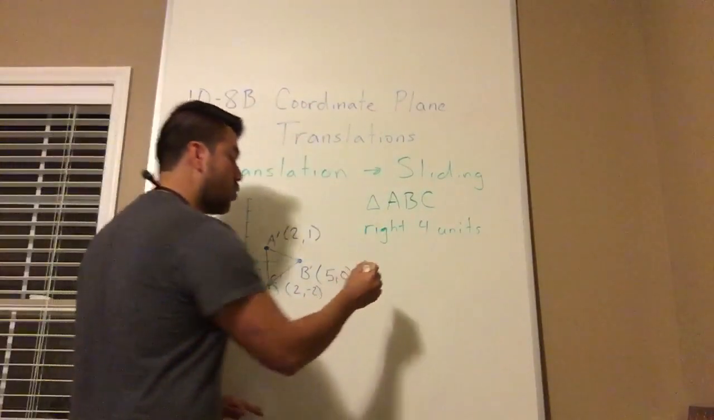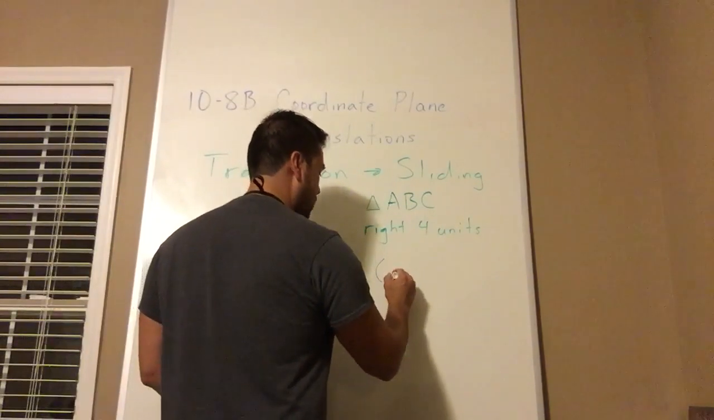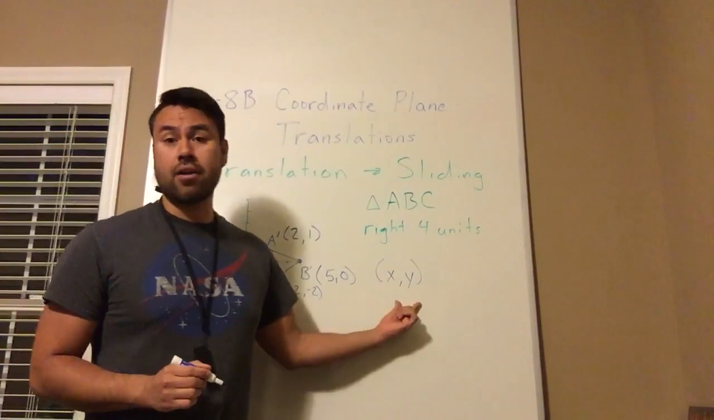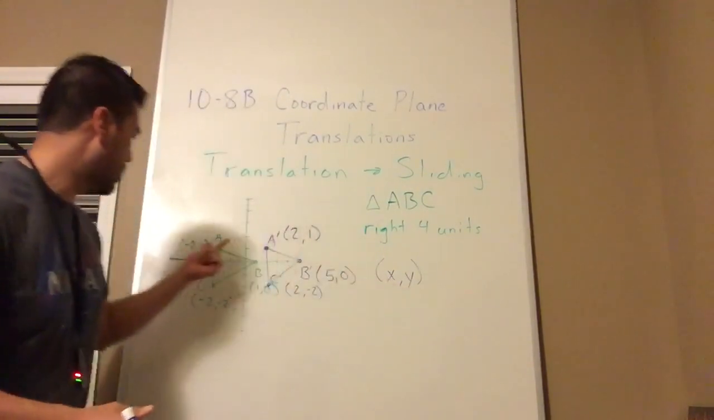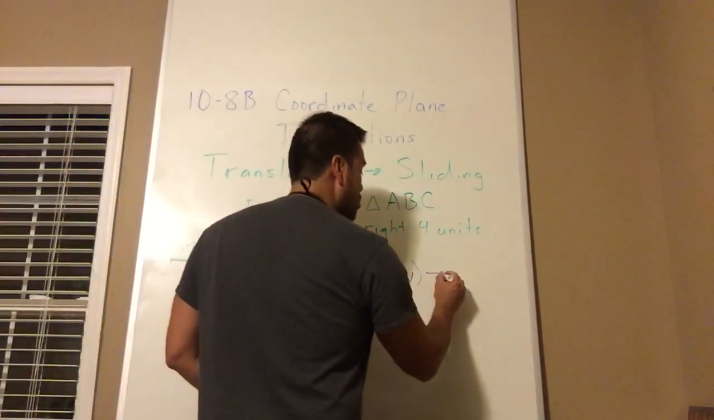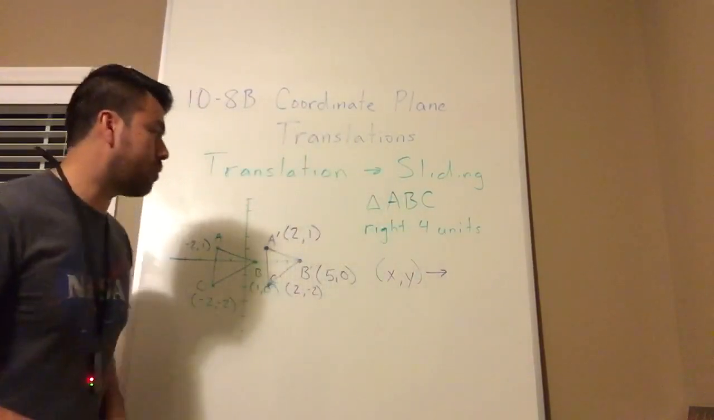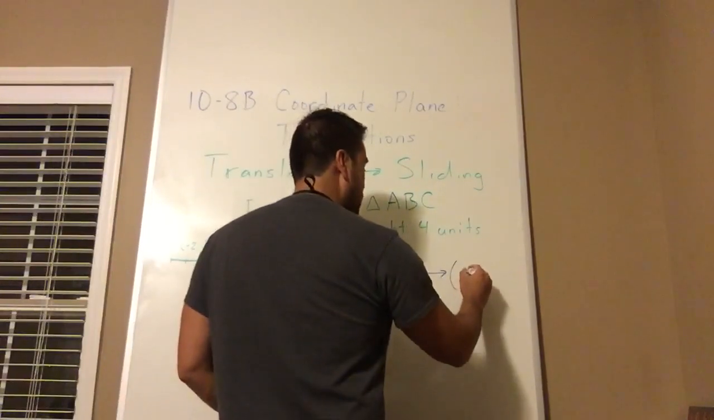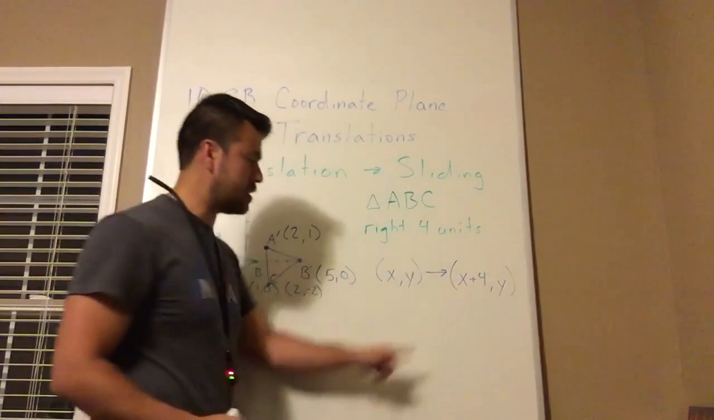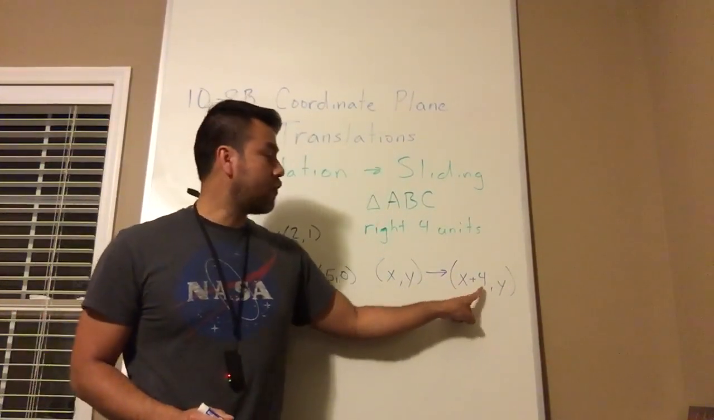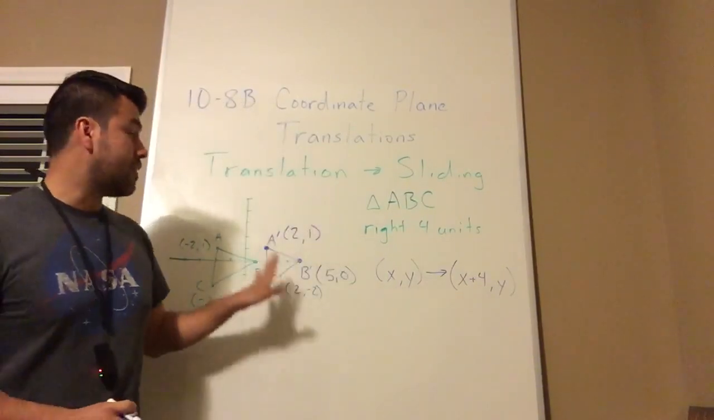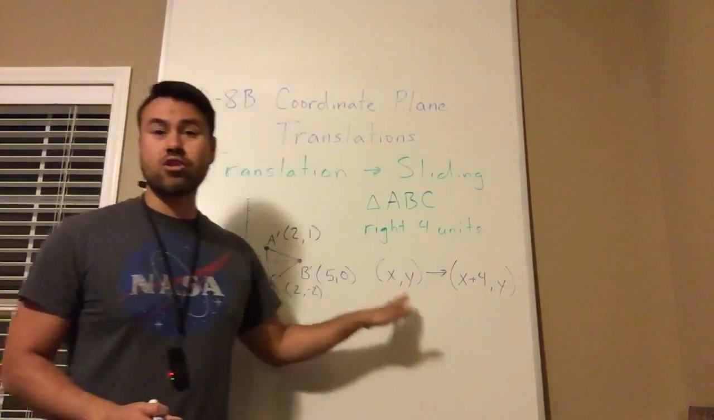So here's the rule, and here's how you're going to write the rule if they ask you for that. You originally started with (x, y), your normal coordinates for A, B, and C. But you transformed that: you added 4 to the x and did not change the y. You see that little rule right there? I added 4 to the x value and then I kept y alone. So that's what we call the rule for the transformation.